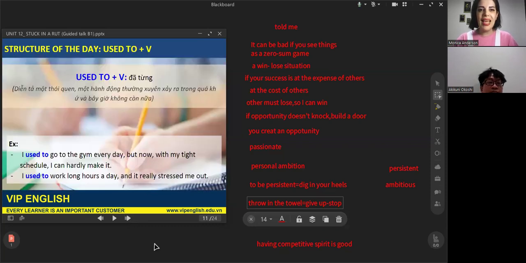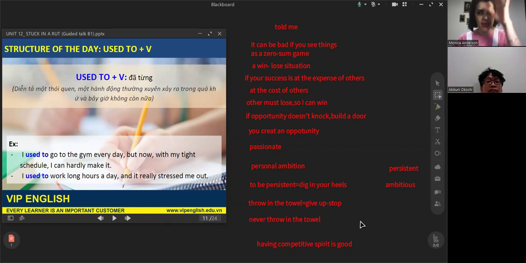And the structure of this day, used to. As you know, we can use used to plus verb for past, and present and future different tenses. But now we're going to talk about the past form of it, that is definitely different from present and future. So here I'm talking about our past habits, something that we did in the past, but it's not true now. So it's something like when you did something regularly in the past.